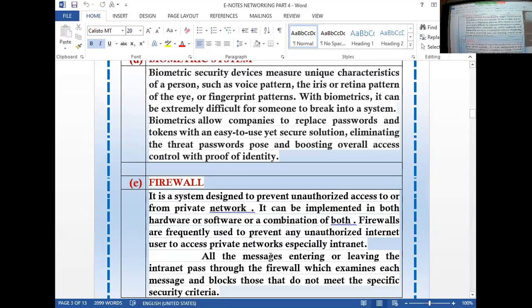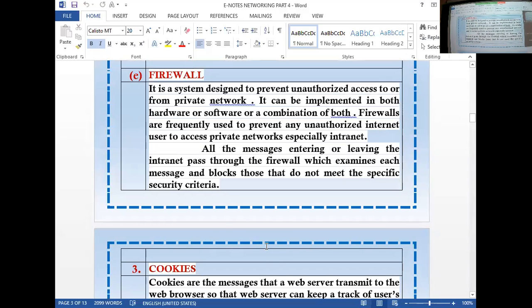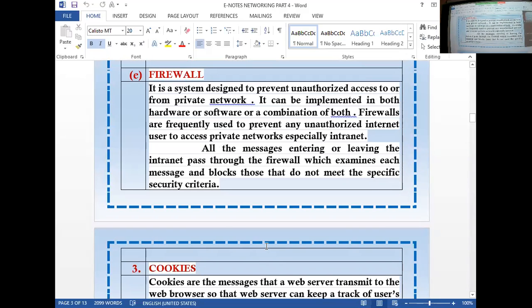Now, the next technique is firewall. The most important technique followed to maintain network security. A firewall can act as hardware or software or as a combination of both. The main purpose of a firewall is to prevent any unauthorized access in the private network. Right? It doesn't allow any unauthorized user to enter the private network such as intranet.